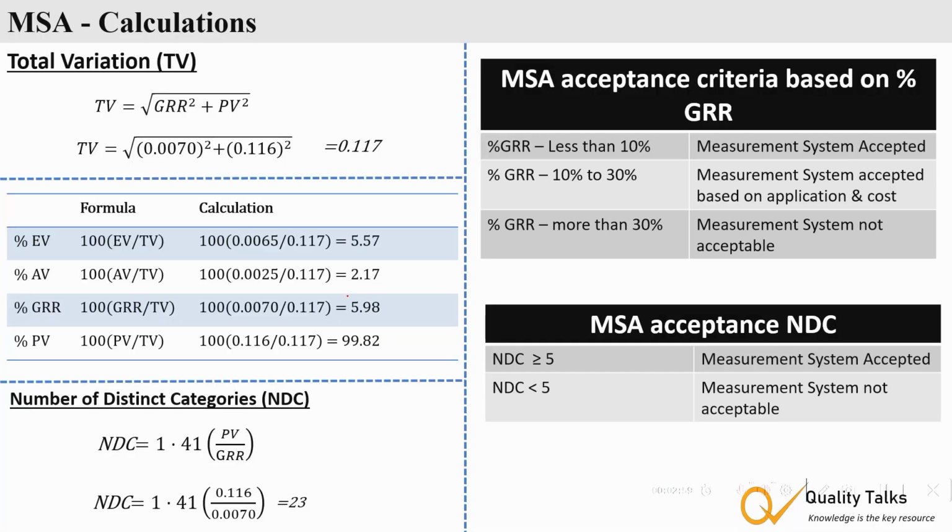In our case, percentage GRR came as 5.98%, which is less than 10%. So measurement system is accepted. With respect to NDC, the criteria is if NDC is more than 5, then measurement system is accepted. If NDC less than 5, then measurement system is not accepted. In our case, NDC is 23, which is higher than 5, so measurement system is accepted. So we are meeting both the criteria, percentage GRR as well as NDC. So our measurement system is accepted.